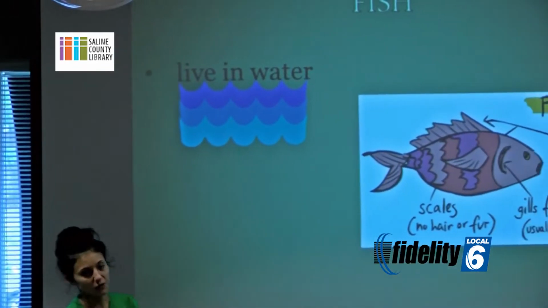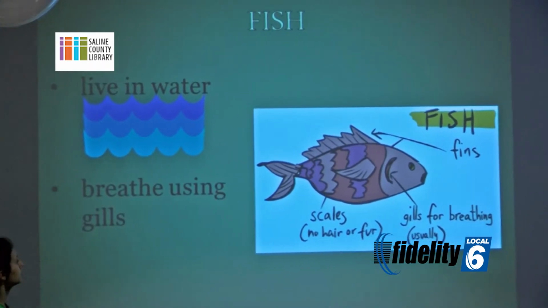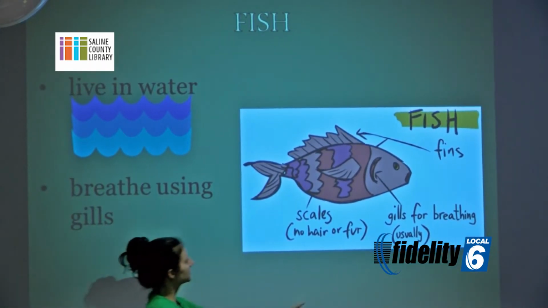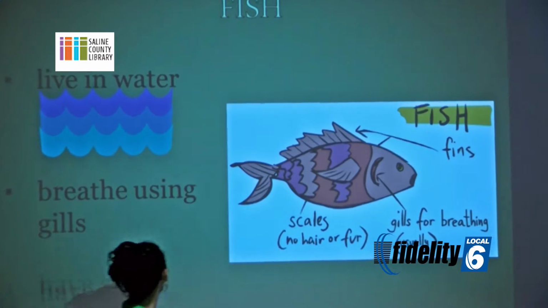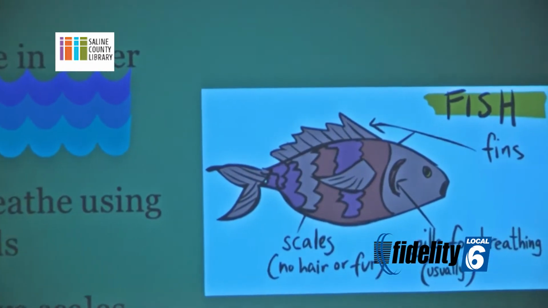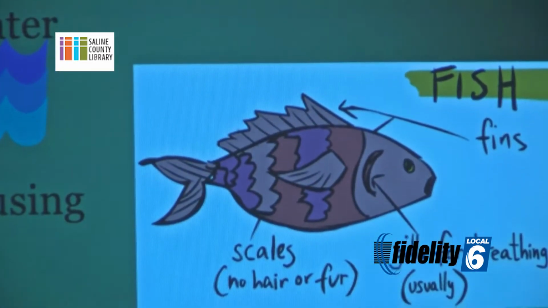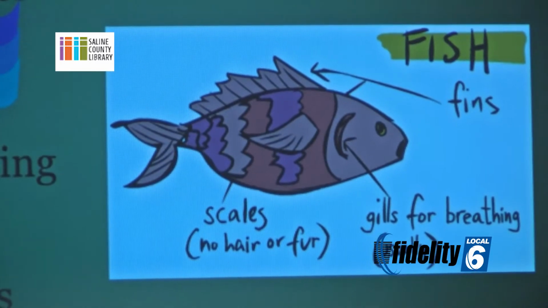All right, let's see about fish. Fish live in water, of course. So that means they breathe using their gills, right up here. And they have scales instead of hair or fur. And they reproduce by laying eggs as well.